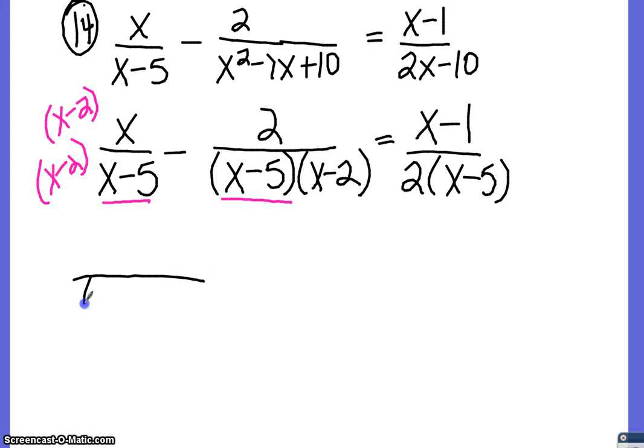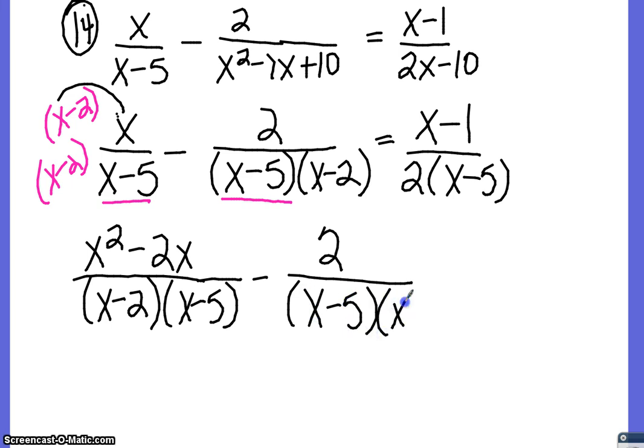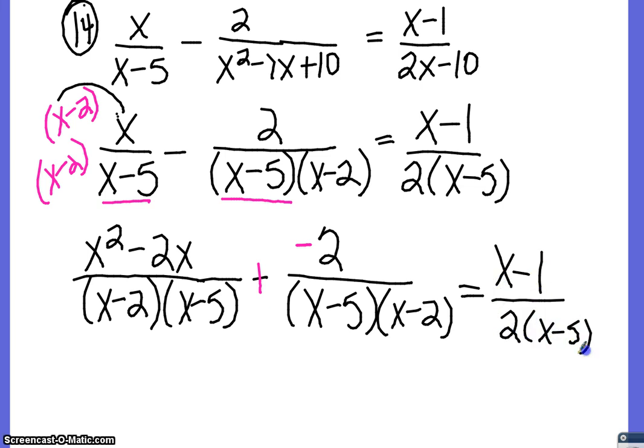Okay, so again, I'm going to leave my denominators the same, and I'm going to have x squared minus 2x, and all I did was distribute the x right there. Then I have minus 2, and then I'm going to keep my same denominator. Now what I told you guys in the beginning was if I had a subtraction sign, I'd change it to a plus, and I'm going to change the sign of my numerator. Okay, and again, all of that is still equal to x minus 1 over 2 parentheses x minus 5.